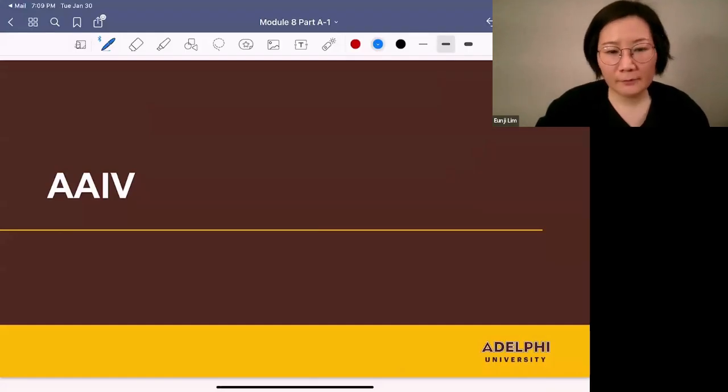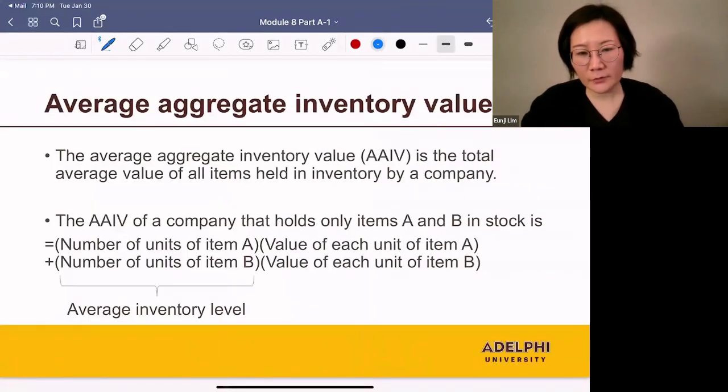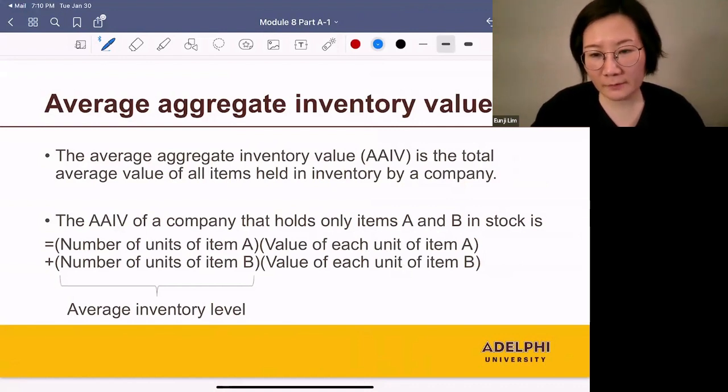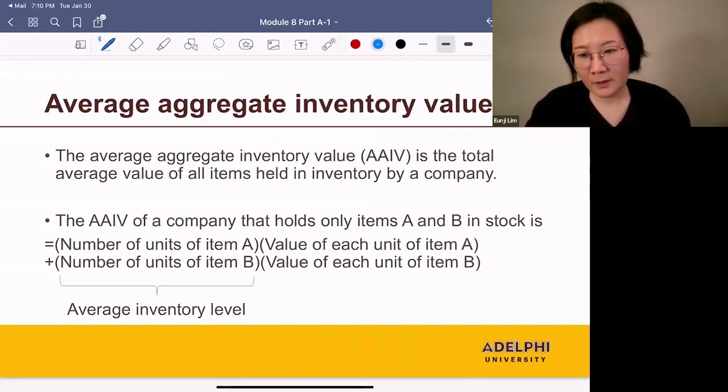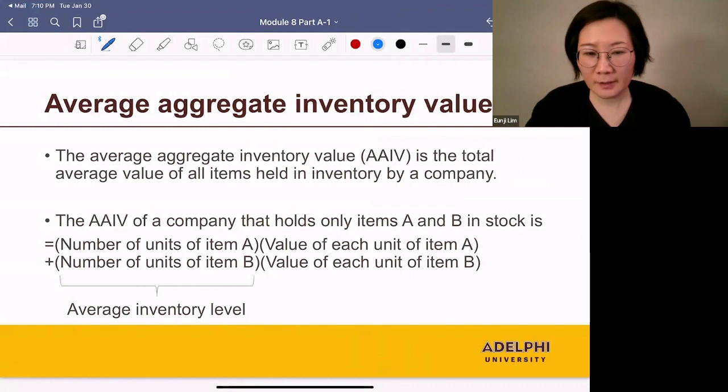Let's talk about average aggregate inventory value. The average aggregate inventory value is the total average value of all the items held in inventory by a company. It tells us how much money you invested to build your inventory. At the same time, it tells us how much of your money is tied up in your inventory. So how can we compute this?